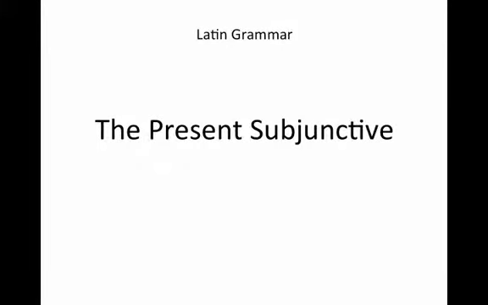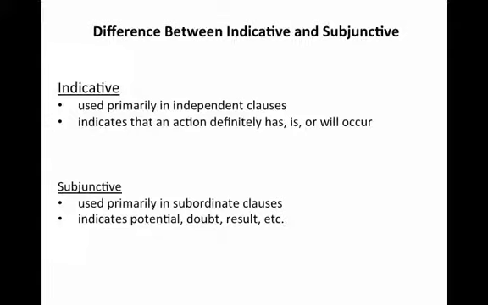Today we're going to talk about forming the present subjunctive in Latin. And I'm going to give a very brief overview of the difference between the indicative and the subjunctive. The indicative is used in independent clauses, mostly, which are clauses that stand alone. And the indicative shows a definite action that has, is, or will occur in the future, something that definitely happened.